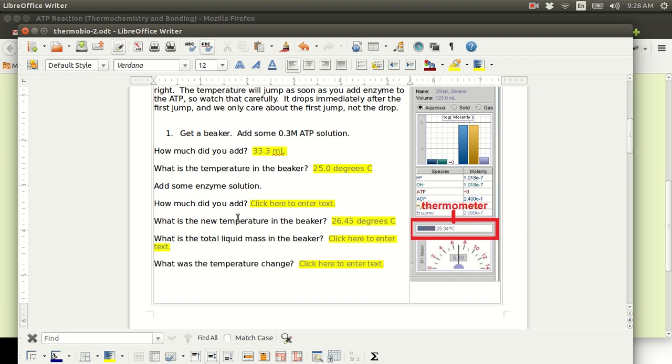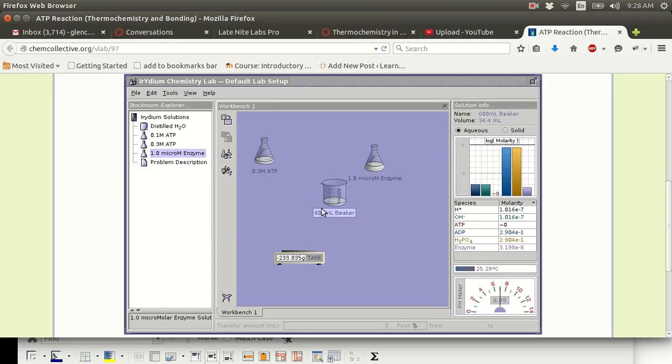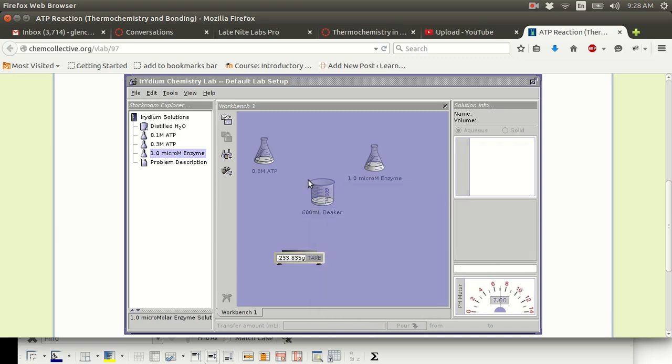This question, what is the new temperature of the beaker? I'm looking for the highest temperature. So you would have to look at that really, really fast. I added 1.1 milliliters of enzyme solution. Now there's a way around that, but I will show you that way after I weigh the beaker.